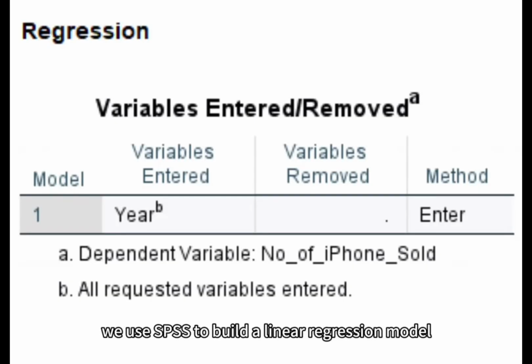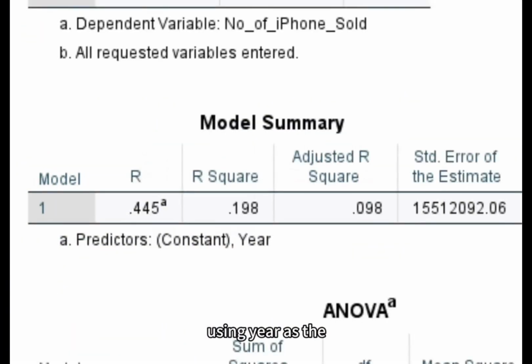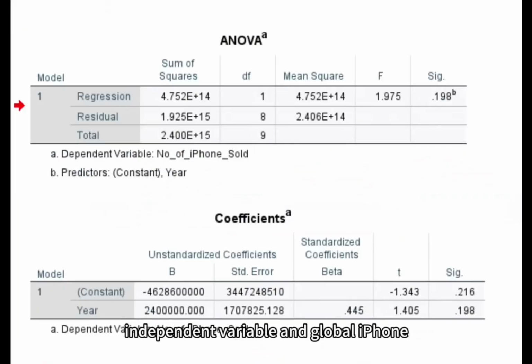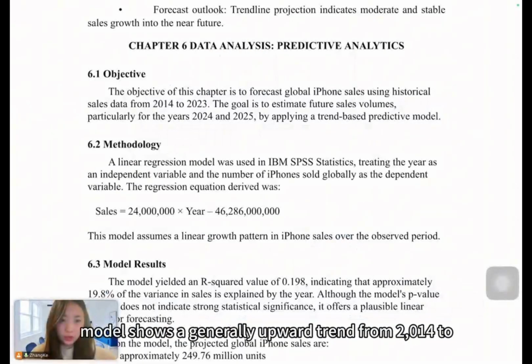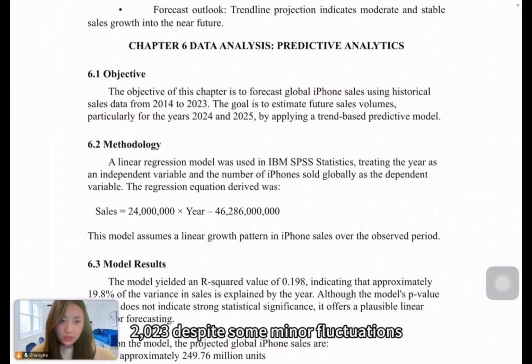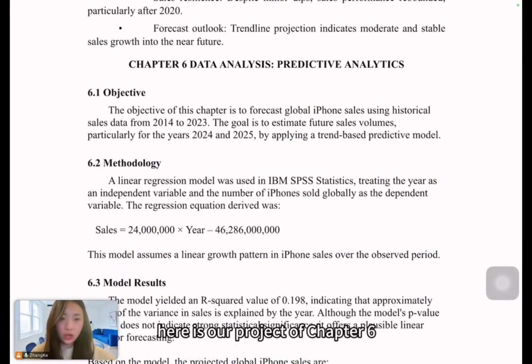We used Python to build a linear regression model using year as an independent variable and global iPhone sales as a dependent variable. The model shows a generally upward trend from 2014 to 2023, despite some minor fluctuations. Here is our projection of Chapter 6.